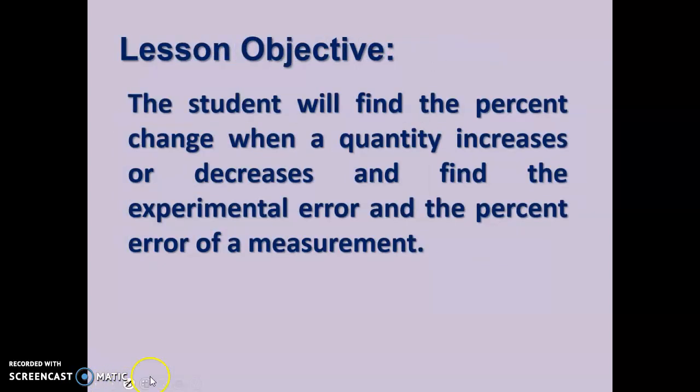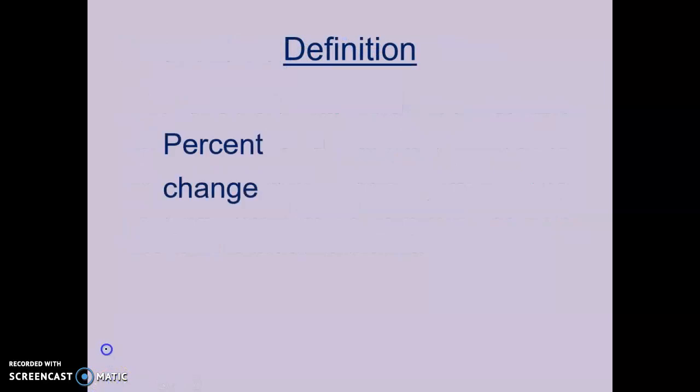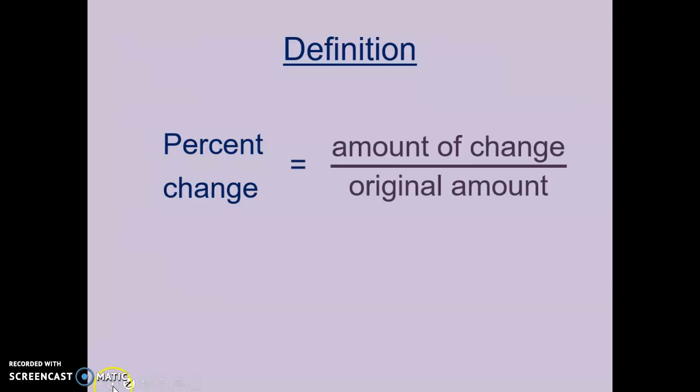Our lesson objective for today is that you, the student, will find the percent change when a quantity increases or decreases, and find the experimental error and the percent error of a measurement. Let's take a look at some definitions. When we talk about percent change, what we're looking at is the amount of change compared to the original amount. You should notice that that is a ratio.